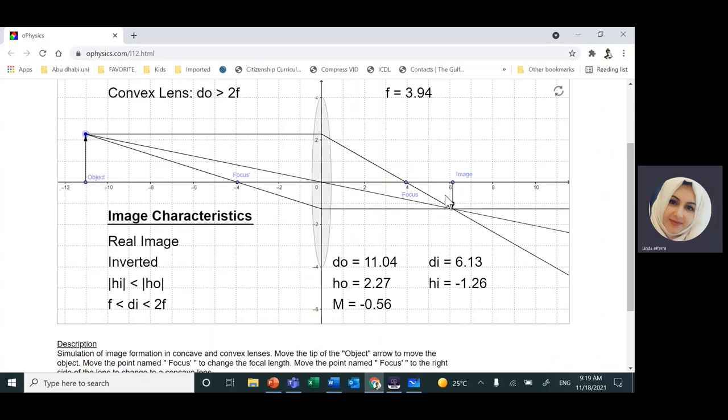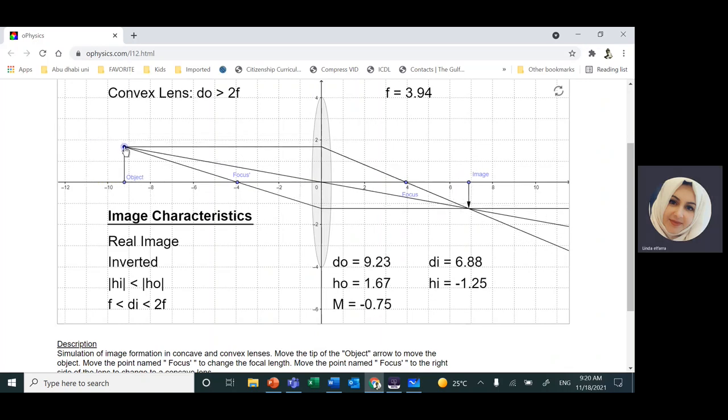The image is on the other side. Always I will have the image on the other side, except in one case we'll learn now. So here the image is on the back of this lens. Since the image is on the back, the distance between the image and the lens is positive. So here DI, or in your textbook, Q, will be positive, and P, the distance of the object, also is positive.